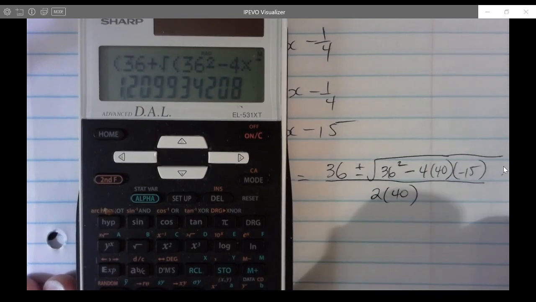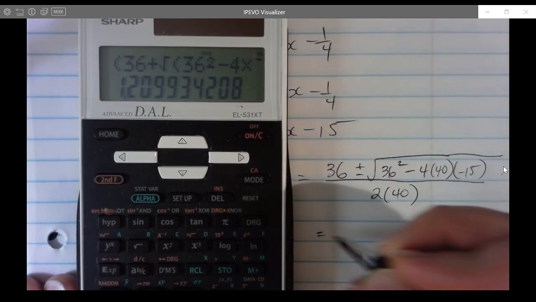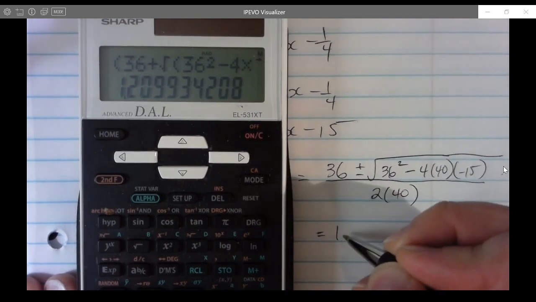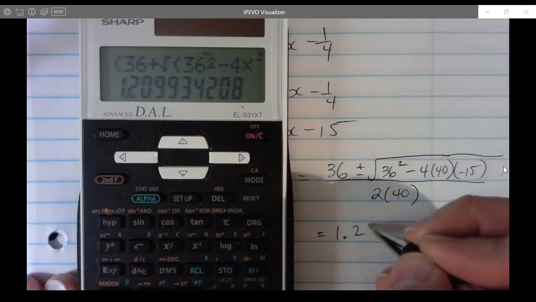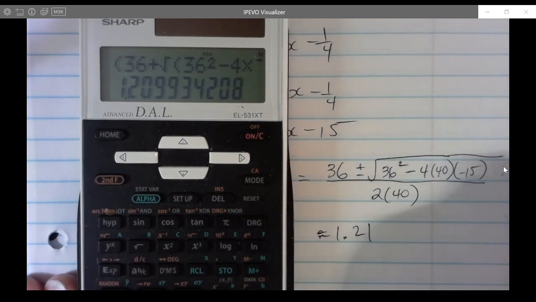And that then equals, and hey, does that look familiar? That's the number we had when we did it. 1.21, and oh, I pushed so many buttons that I froze the screen. Come back, screen, come back. There we go. 1.2099, so 1.21 approximately.